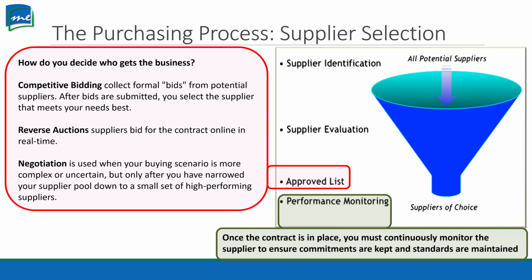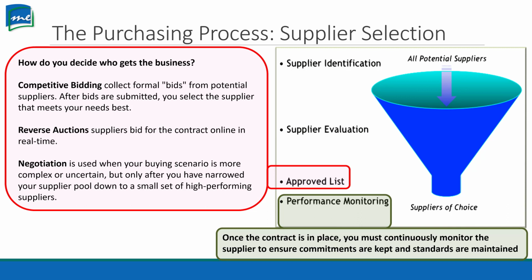So negotiation is probably the most complex and uncertain. So you want to narrow this down, if you're going to do negotiation, to a manageable number. Where competitive bidding, you can probably manage, depending on your team size, maybe let's say 20 bidders, and you can evaluate them all. But negotiation, you probably want to have a smaller list of maybe 5 to 7. That way you can actually dive in and negotiate.